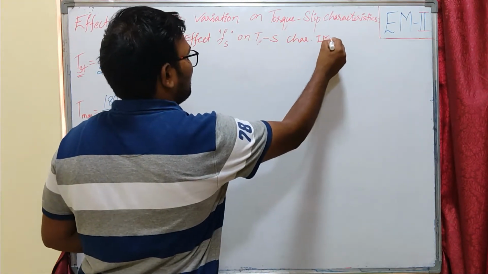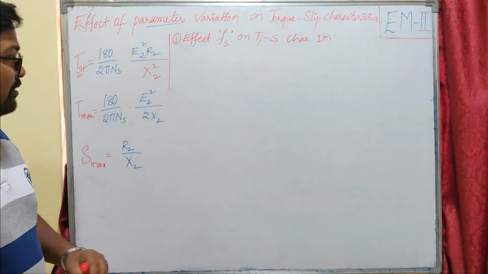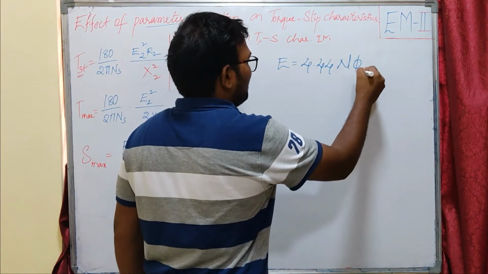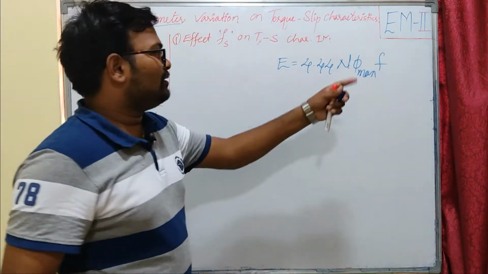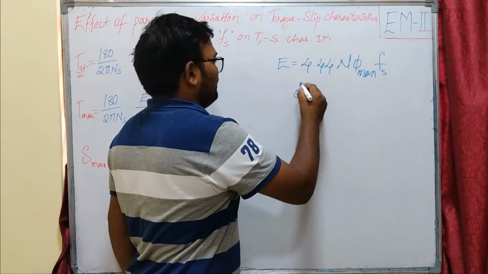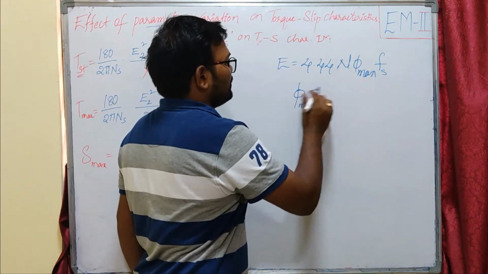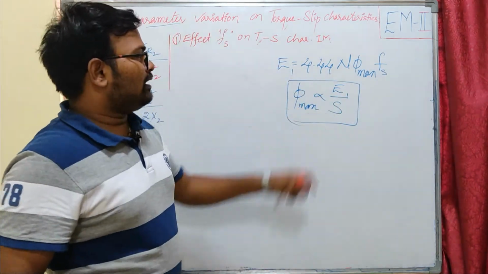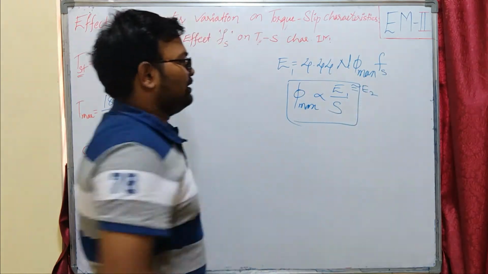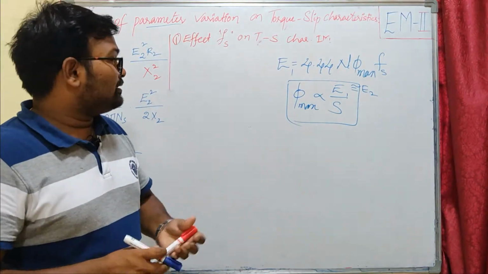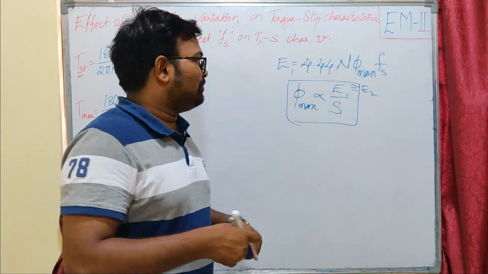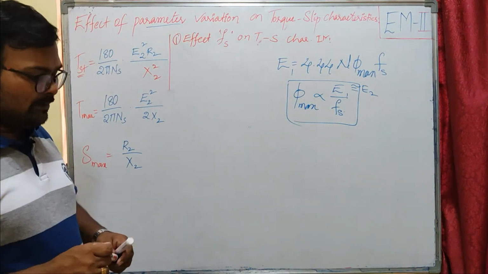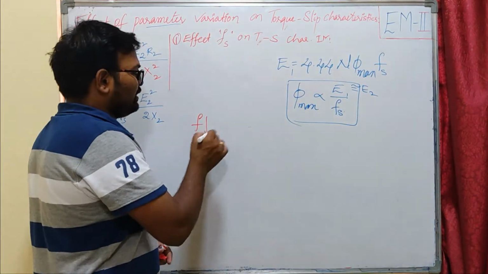Before that, I have to consider the EMF equation of our induction machine, which is equal to 4.44 N phi max f. Here f is nothing but our supply frequency. That means our maximum flux is proportional to E1 by f, which is nothing but my stator EMF, or which is also equivalent to my rotor EMF. That means this is the flux in the induction machine, which is dependent on our frequency. So what happens if the frequency of our system is reduced? I reduce the frequency of our system.